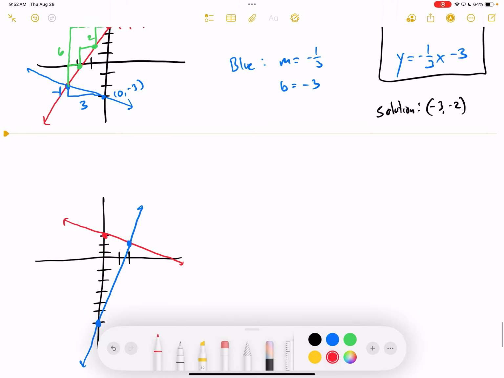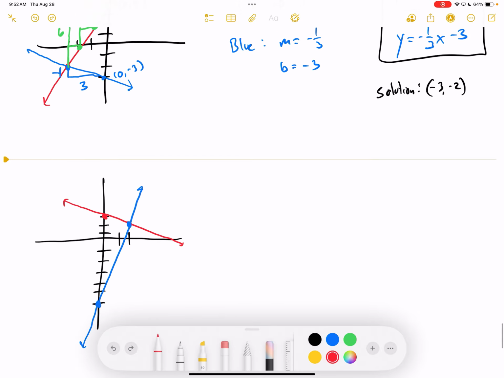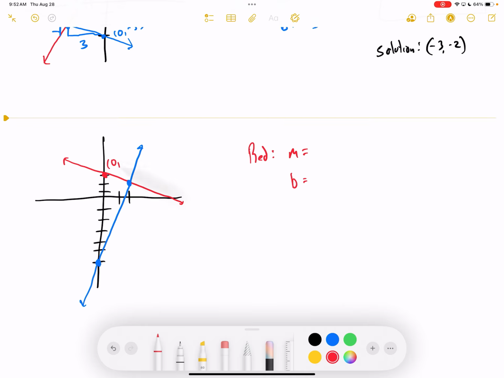All right, and the last one here, do it real quick. Again, my red line, the y-intercept is at 3, and I go down 1 to the right 1, 2, down 1 to the right 1, 2, so it is -1/2 x plus 3.